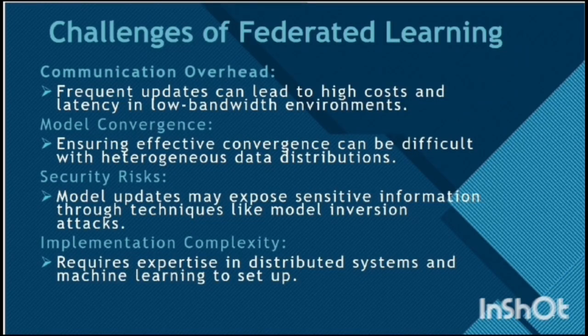Now let us see this one by one. The first one is communication overhead. Frequent updates can lead to high cost and latency in low bandwidth environments. And the second one is model convergence. Ensuring effective convergence can be difficult with heterogeneous data distribution.